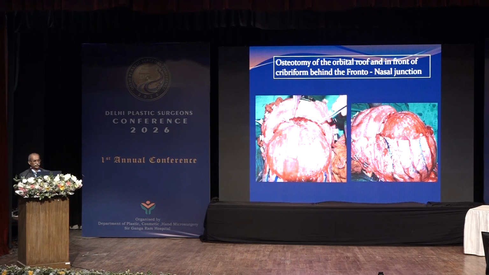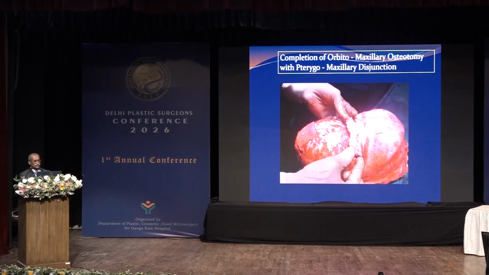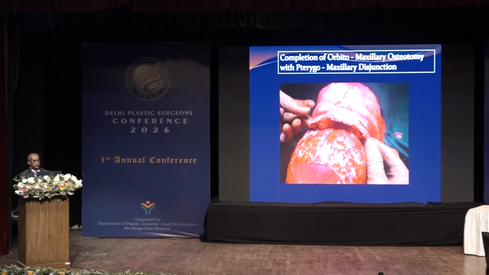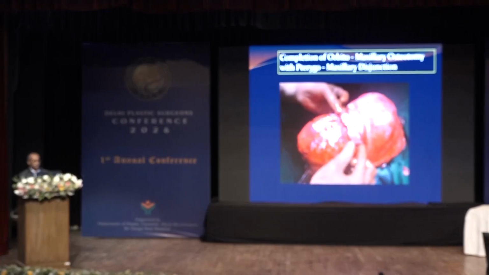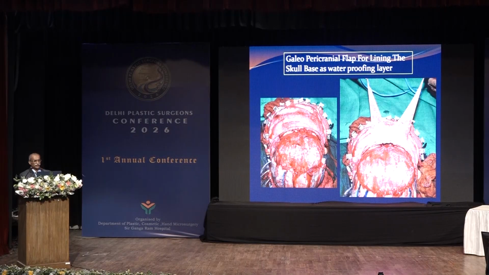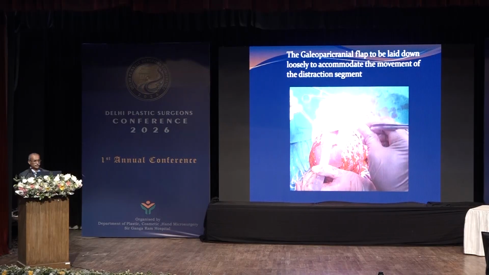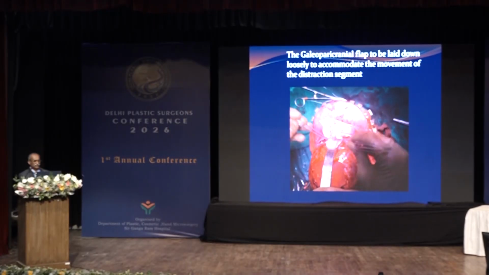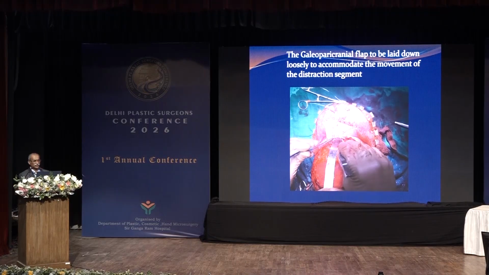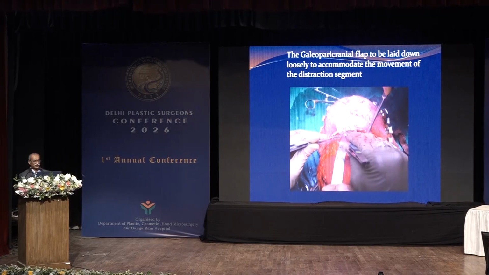The multiple craniotomies are done for the posterior decompression. This is the osteotomy which is confirming that your entire Le Fort 3 element, orbitomaxillary element is free, so that the placement is easy. Then the galeopericranial flap is lined to do the skull base area, which will prevent the CSF leak, because your craniotomy line goes along the roof of the orbit into the frontonasal area.